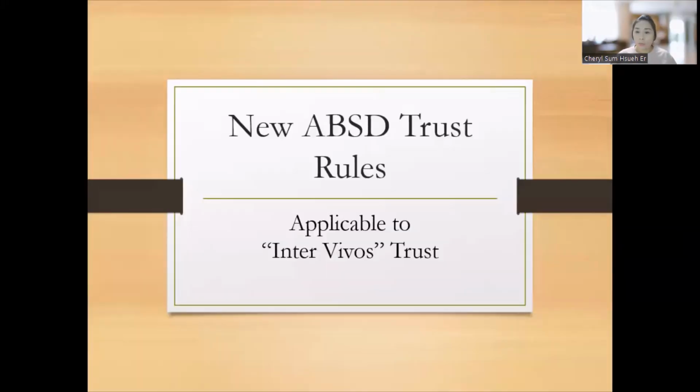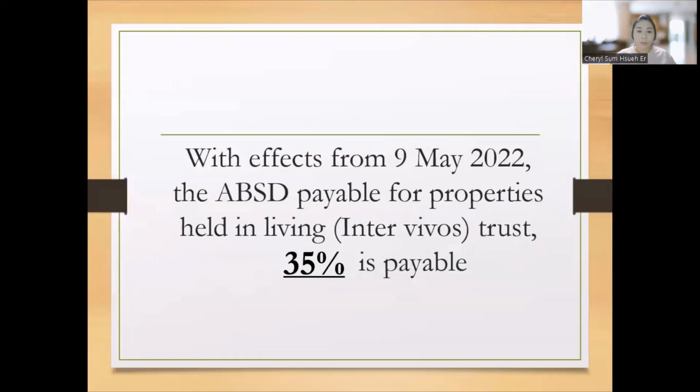These new ABSD rules, first and foremost, please understand, are only applicable to inter vivos trust. Now, the word inter vivos refers to living. That means when a settlor transfers this property to another person called the trustee, this guy is still alive. That's what we mean by inter vivos trust. Now, with effect from 9th May 2022, the ABSD payable for such properties held in living trust, 35% is going to be straightforwardly payable. Later on, you will also learn that some parts may be refundable depending on the profile of the beneficiaries.